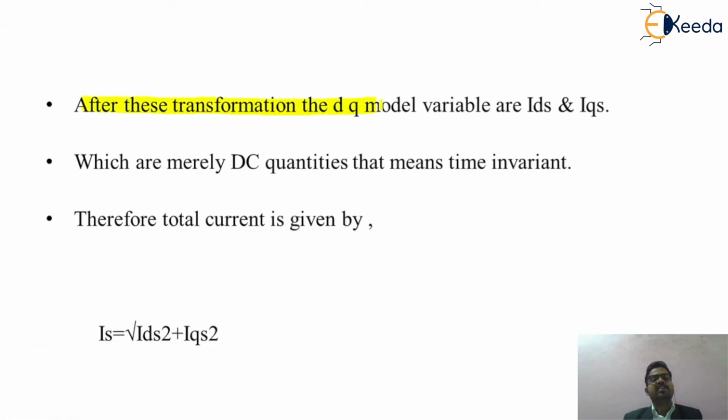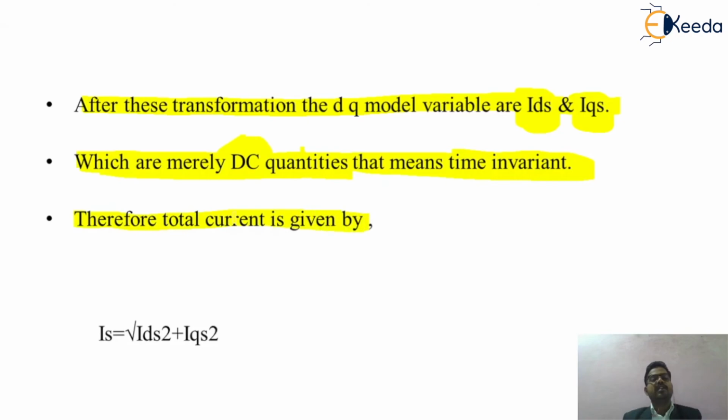So after this transformation of the DQ model, we are getting the values of IDS and IQS. IDS is the direct axis current, and this will be the quadrature axis current. As we know, the three-phase quantities are converted into DC quantities, which are called time invariant, because if the three phase waveforms are there, they are time variant. But while we are converting into a two-phase transformation, all these values are converted into time invariant. So this will be considered as a DC quantity. If DC quantities are there, the calculations are simple. That's why all these quantities are converted into DC quantities.